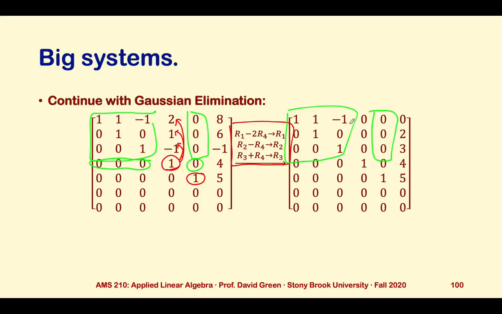2 minus 2 is 0. 8 minus 8 is 0. 1 minus 1 is 0. 6 minus 4 is 2. -1 plus 1 is 0. -1 plus 4 is 3.